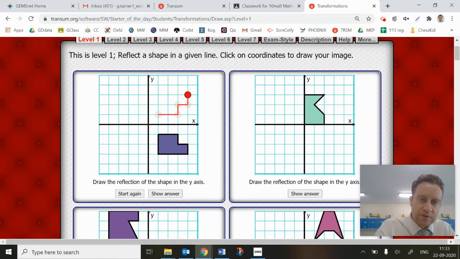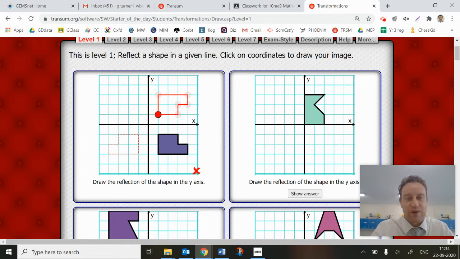I'm just showing you how the site works. And there we go. I can check my answer. Oh, my answer appears to be wrong there. Because it says do it in the y-axis. Oops. Okay. So show the answer as well, and it will show you where the answer is. Okay. So that's how the website works.